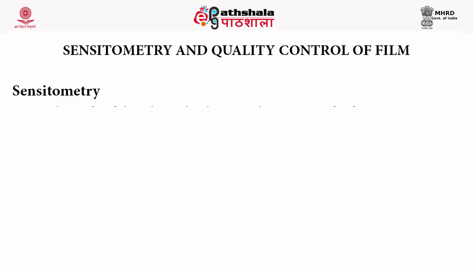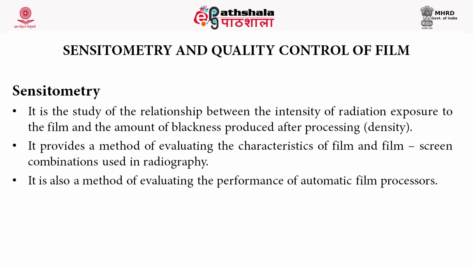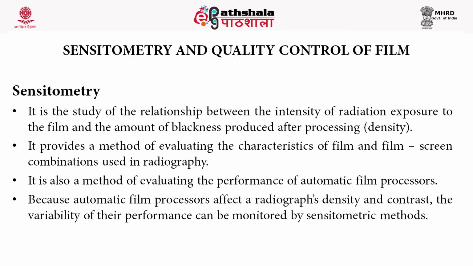Sensitometry is the study of the relationship between the intensity of radiation exposure to the film and the amount of blackness produced after processing, which is called the density. It provides a method of evaluating the characteristics of film and the film screen combinations used in radiography. It is also a method of evaluating the performance of automatic film processors. Because automatic film processors affect a radiograph's density and contrast, the variability of their performance can be monitored by sensitometric methods. For the purpose of doing sensitometry, different equipment is needed.